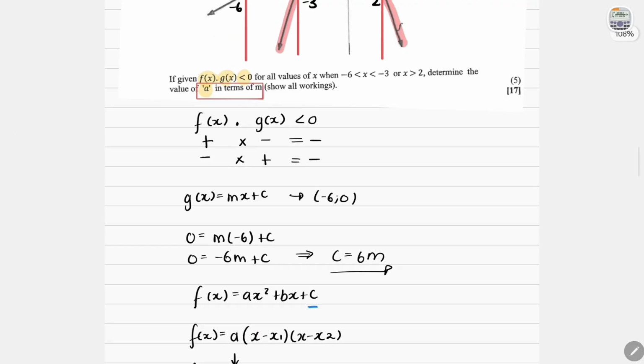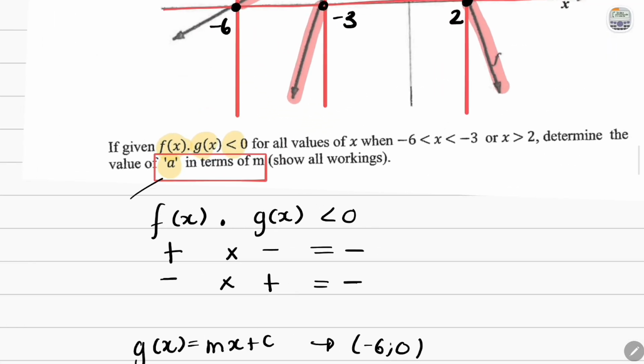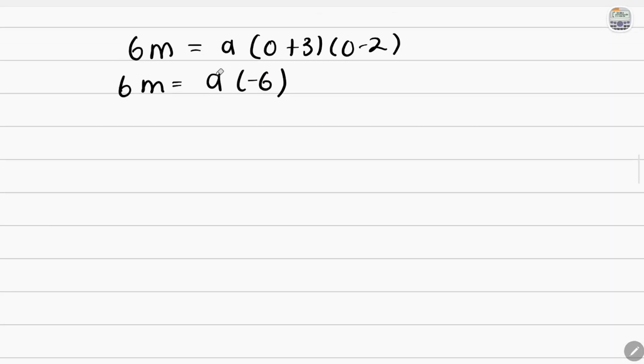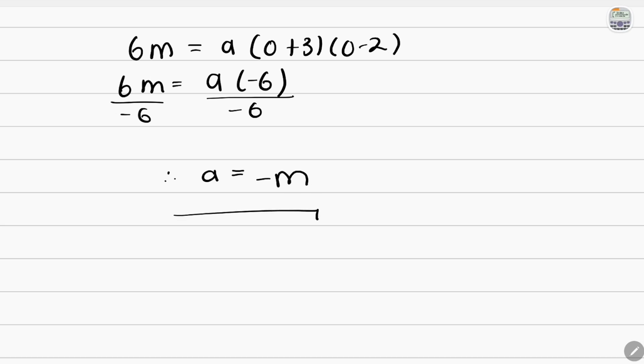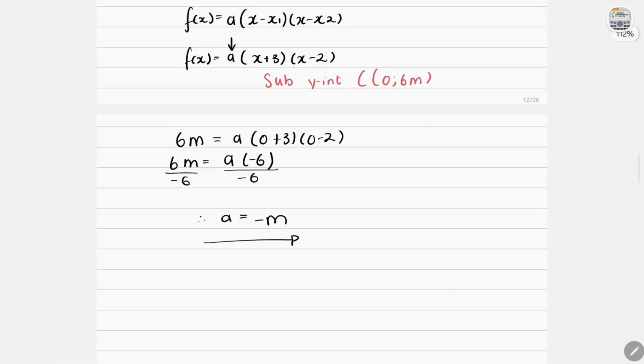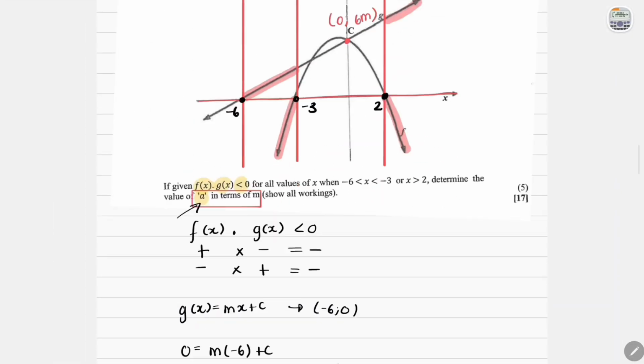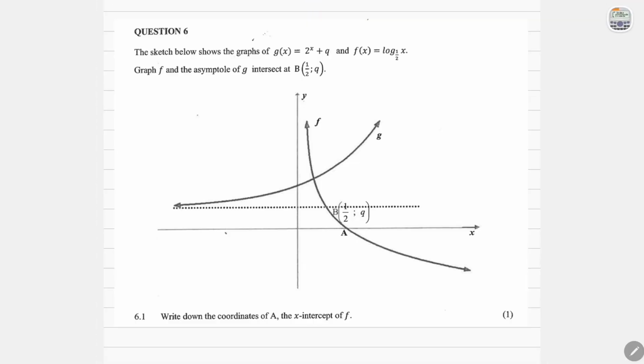Here, they want us to solve for a. So find the value of a in terms of m. So we can just keep a alone. So divide both sides by negative 6. And therefore, a is finally equal to negative m. And there we go. A is equal to negative m. And we have solved for a in terms of m. And that is it for question 5.